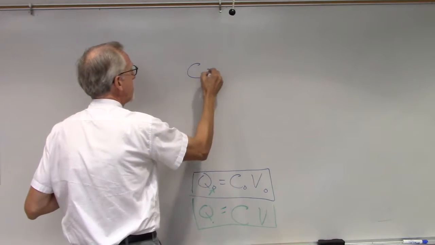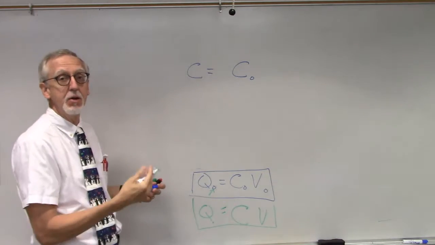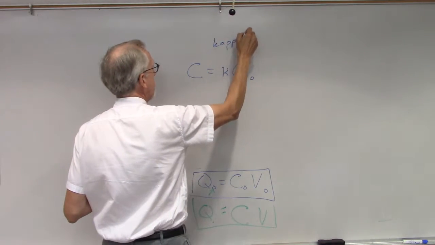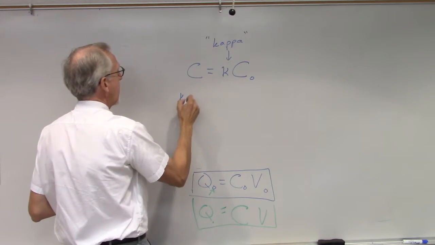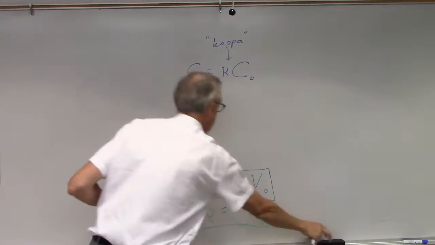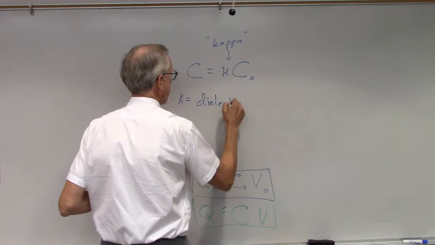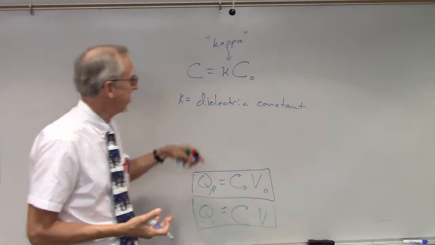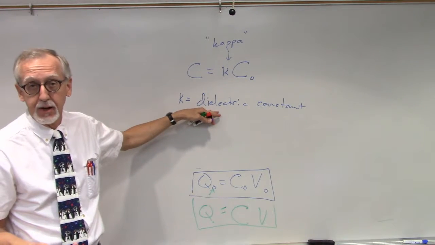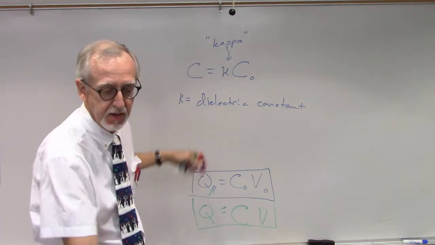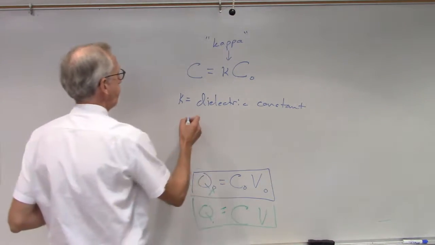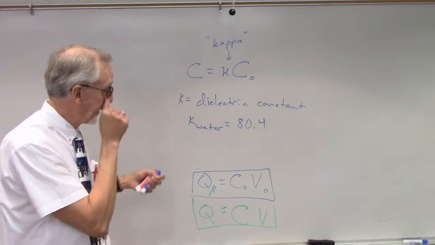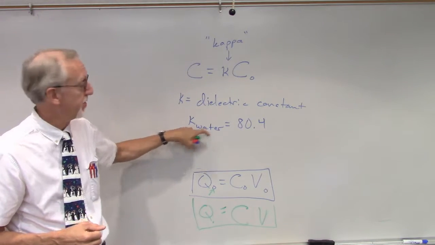So we have a relationship that our new capacitance is equal to our old capacitance, but increased by a factor that we'll write as a lowercase Greek letter kappa. This is a lowercase Greek letter kappa, and kappa is what we will call the dielectric constant for the material that we put in there. Different materials have different values of dielectric constant. Just as an example, kappa for water is 80.4, which is actually a rather large dielectric constant. It increases the capacitance of the capacitor quite a bit.